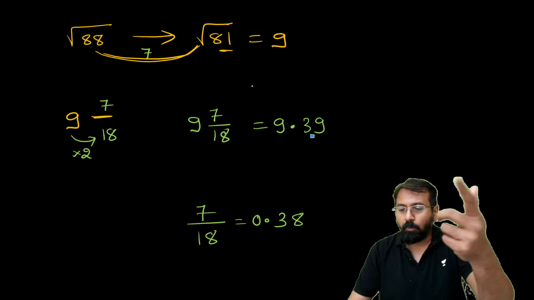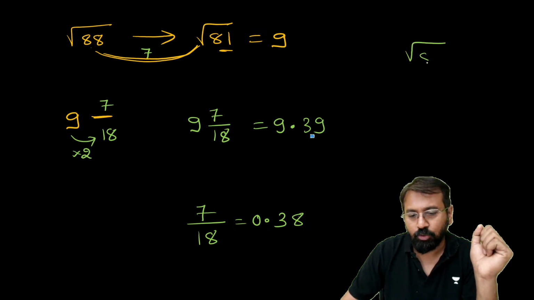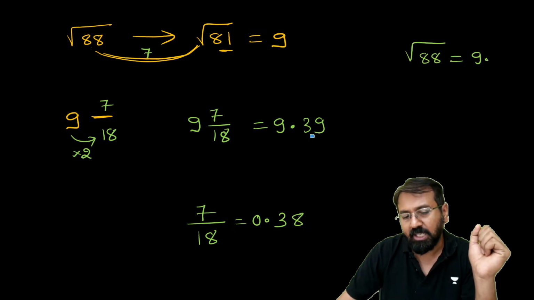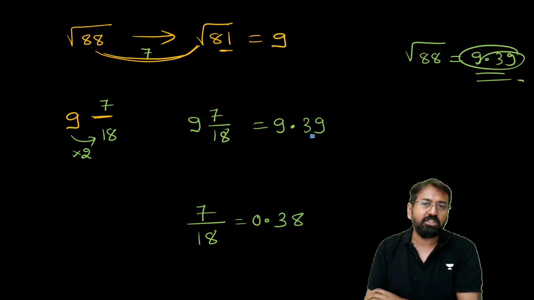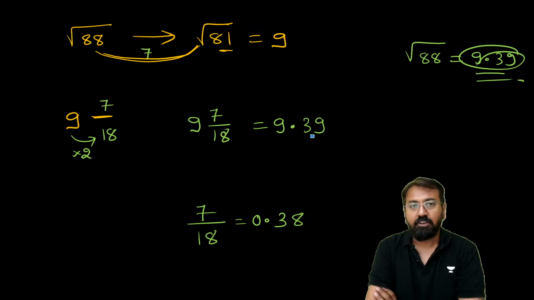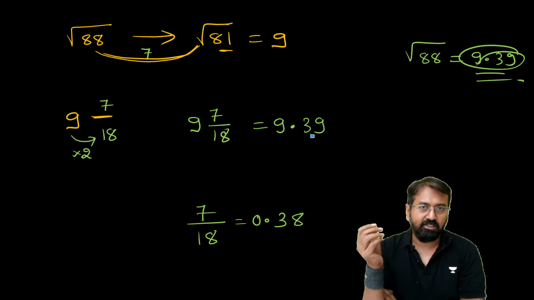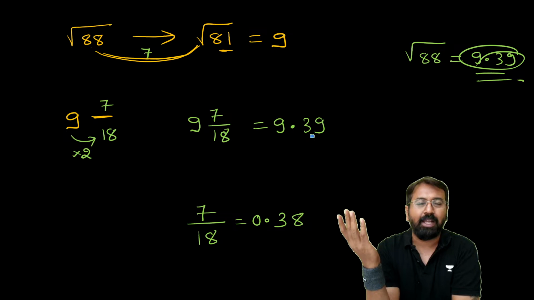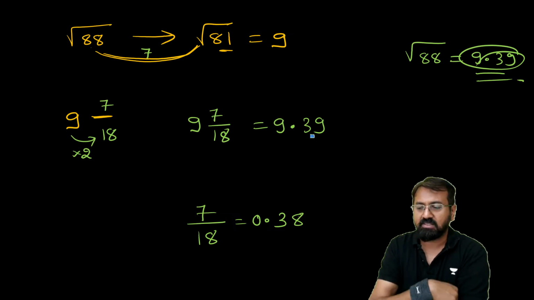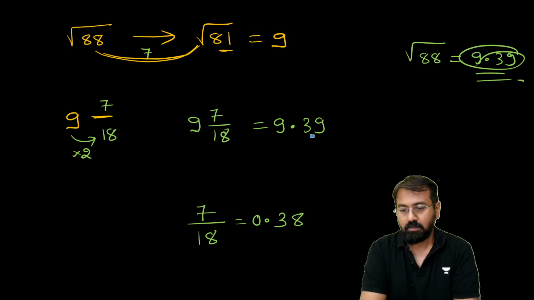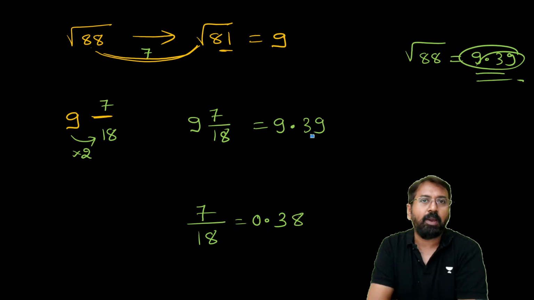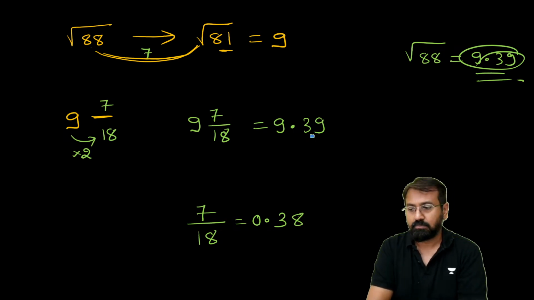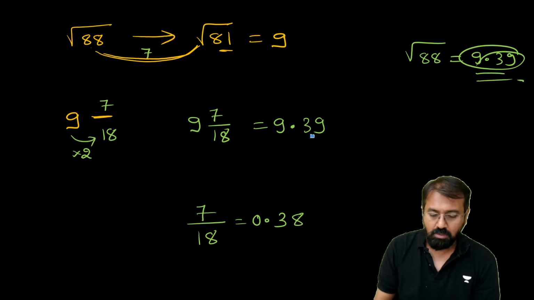Now do one thing, open calculator and guys find out square root of 88. See whether it's coming out to be close to 9.39 or not. Please check and let me know in the chat box. When you calculate in the calculator the square root of 88, are you getting close to 9.39? Just check and let me know guys. So this is how you can quickly find out approximate square root of any number. See, it's pretty close, right?